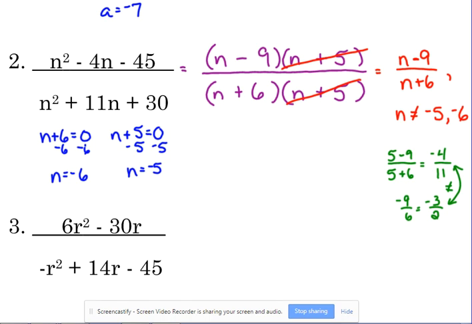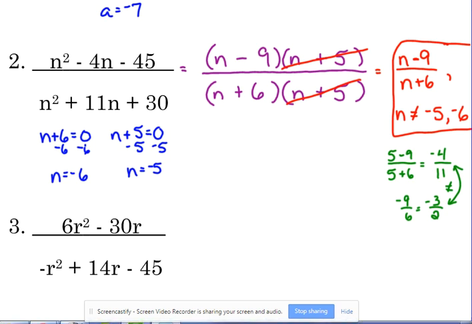5 minus 9 is negative 4, 5 plus 6 is 11. If I had canceled the n's, all I would have left is the negative 9 over 6, which reduces to negative 3 over 2. Those are not equal to each other. You cannot cancel those n's. Okay? So that is the final answer right here.